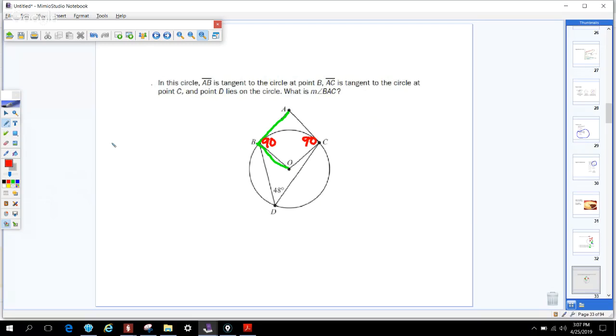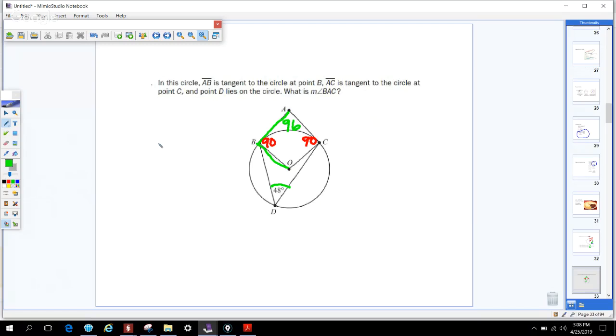Then it says that point D lies on the circle. How does that help us? How does point D, this being 48, help us? Ooh, we can find the arc. How can we find the arc? Who's got that? Multiply that by 2. I already did the math for you. That's 96. So if that's arc 96, how does that help me figure out the measure of angle A?